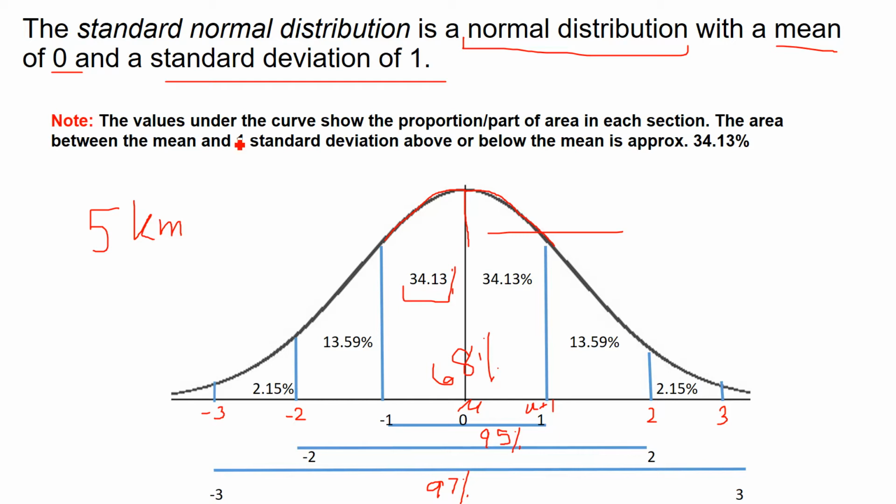Same thing here, right? The values under the curve show the proportion of the area in each section. What does it mean? Each section is a standard deviation of 1, a standard deviation of 2, and a standard deviation of 3. The area between the mean and one standard deviation above or below the mean is approximately 34.13%, which I have told you.